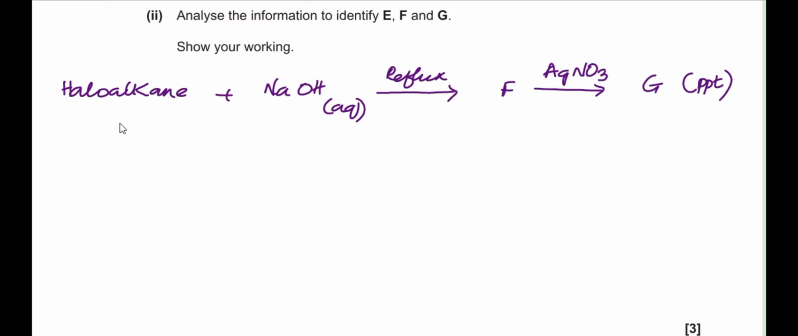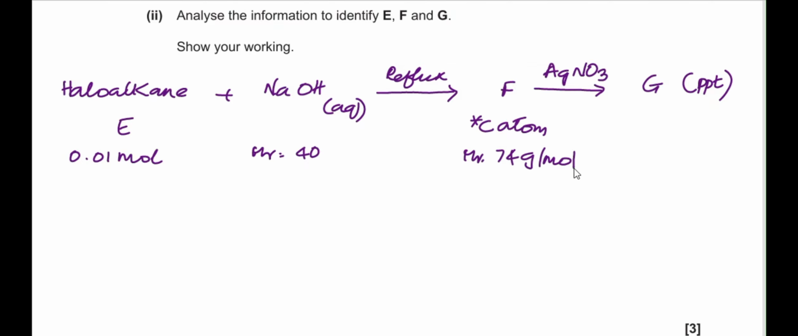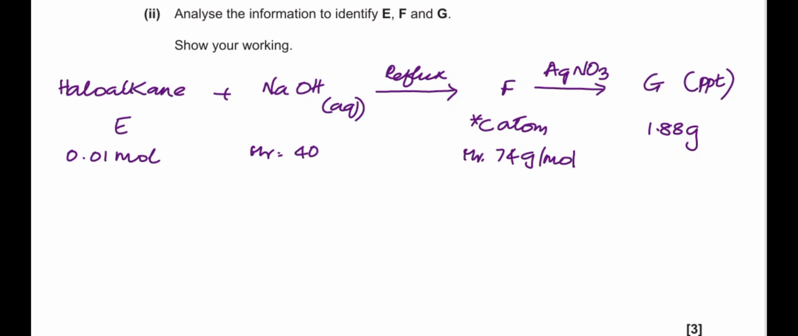What else do we know? Haloalkane is classified as E, and sodium hydroxide, F and G. So what else do we do? Now we know that haloalkane is 0.01 moles, and sodium hydroxide, we know its Mr is equal to 40 grams per mole, and F is said to contain 1 chiral carbon atom, and it has got Mr equal to 74 g per mole, and G is said to have a mass of 1.88 grams. Now in this hydrolysis reaction, an alcohol and a halide ion will be formed.